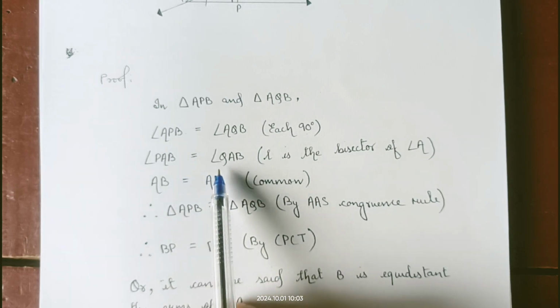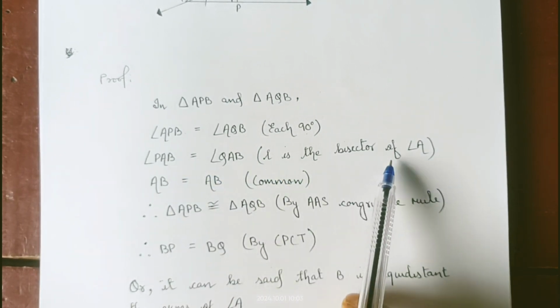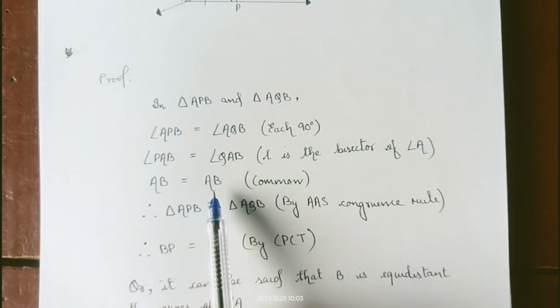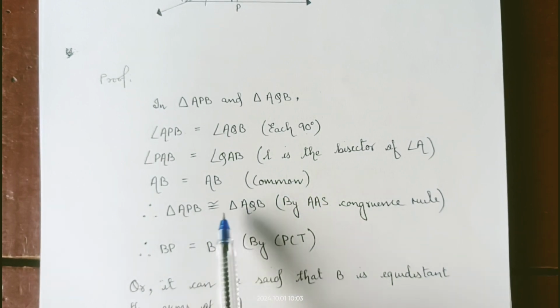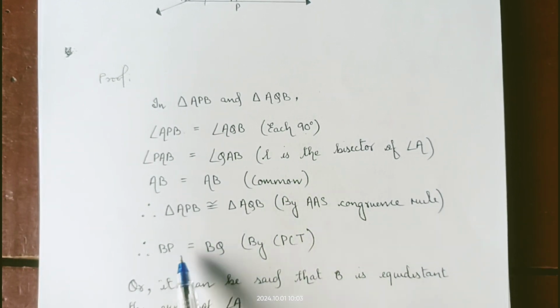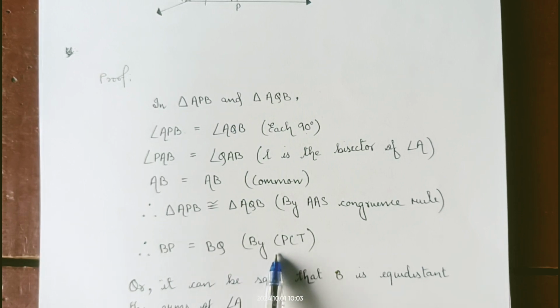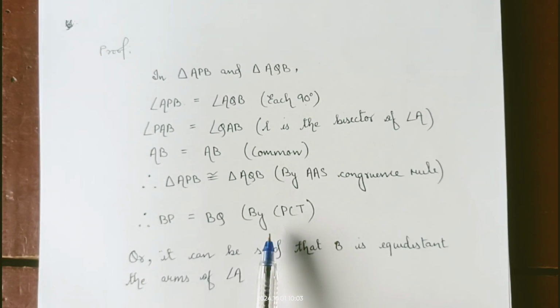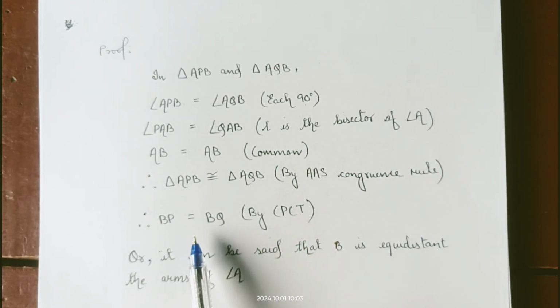Angle PAB equals angle QAB, since L is the bisector of angle A. AB equals AB, this is the common side. So the triangles are congruent by AAS congruence. Therefore BP equals BQ by CPCT. That means we can say that B is equidistant from the arms of angle A.